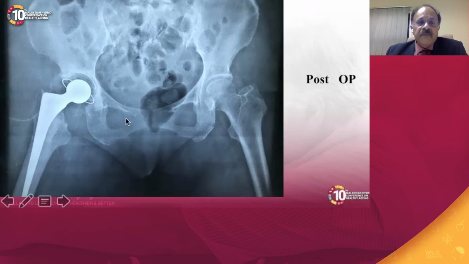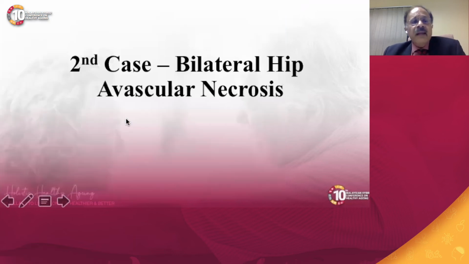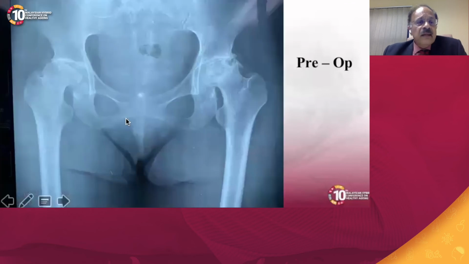This is post-operative. Now, bilateral hip avascular necrosis. There are cases, especially in those who've been on drugs with steroids in them, like asthma inhalers, or long term, and that's one reason why you can have a complete collapse of both heads of the femur. You can see how deformed the head is. This is called bilateral avascular necrosis. It can happen on one side or on both sides. Here you can see it's happening on both sides, right?